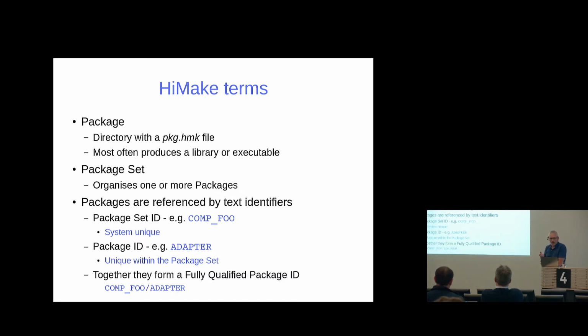And then we have a package ID, in this, for instance, adapter. That one is just unique within the package set. And together they will form a fully qualified package ID, compfu/adapter. This makes it easy to move code around. We move the code, and then the librarian just changes the path to the package set. And these identifiers are also used for a number of other things, like creating the name of the library targets in Make.